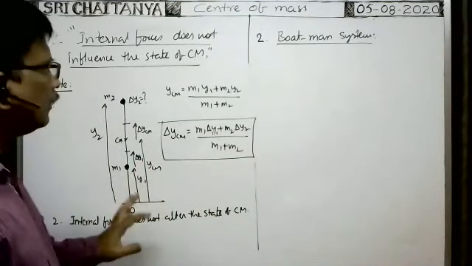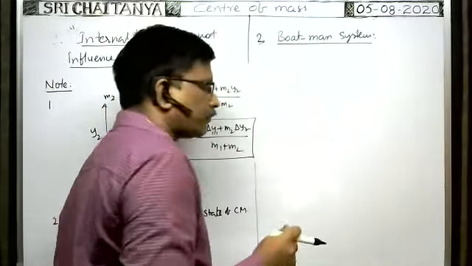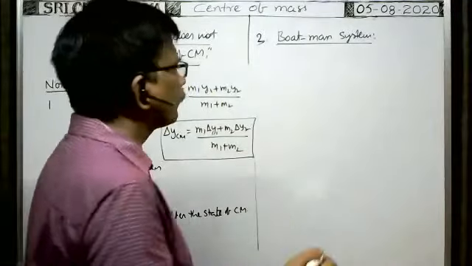So the third one is the boatman system. That's a very, very important concept. Definitely they may ask one question based on this concept.